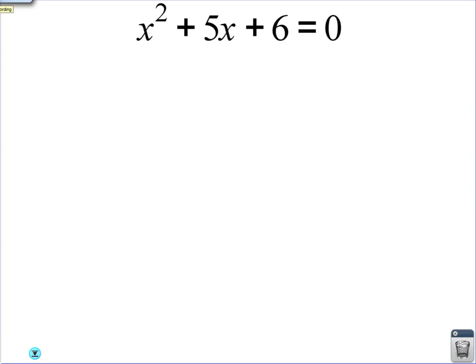X squared plus 5x plus 6 equals 0. The problem we just worked had two things that multiply to give you 0. These are not being multiplied, they're being added. There's 3 things being added, not 2 things being multiplied. So we've got to somehow take x squared plus 5x plus 6 and turn it into things being multiplied instead of things being added. That process is called factoring. Taking something and breaking it into products. Breaking it into something times something instead of something plus something.